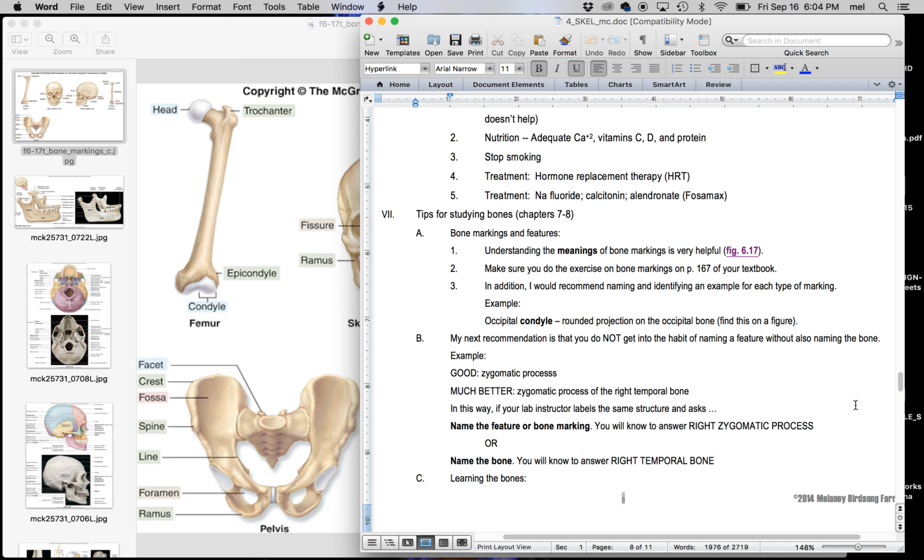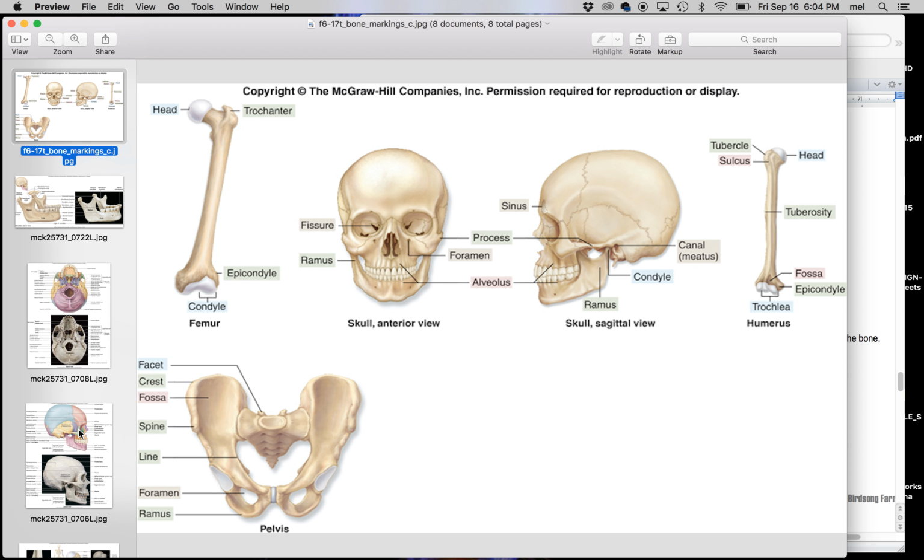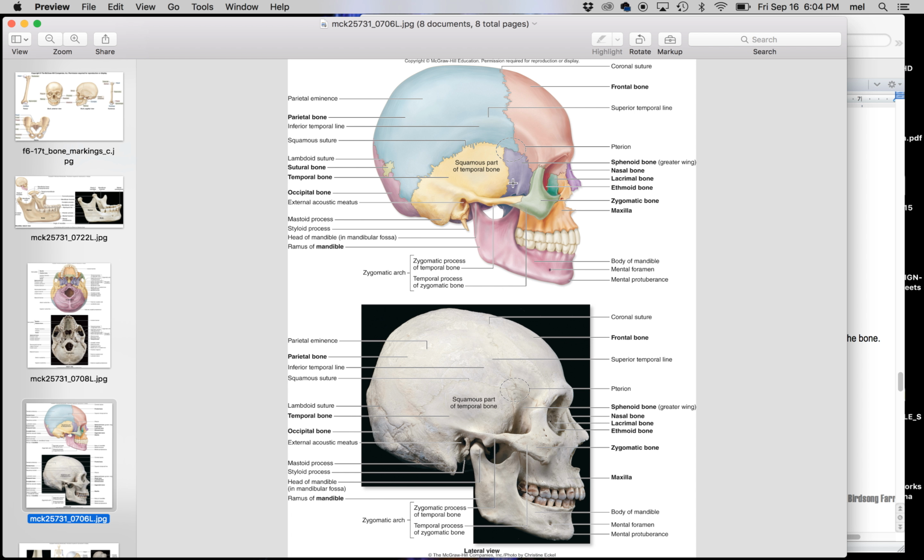Okay, so my next recommendation is just a good habit, and most students will not do this habit, but I hope that you will. If, for instance, I bring up this figure and I say, name this feature, not the bone, a lot of people would say that is the temporal process, but a much better habit is to say this is the temporal process of the zygomatic bone. Even better, this is the temporal process of the right zygomatic bone. This is the zygomatic process of the right temporal bone.